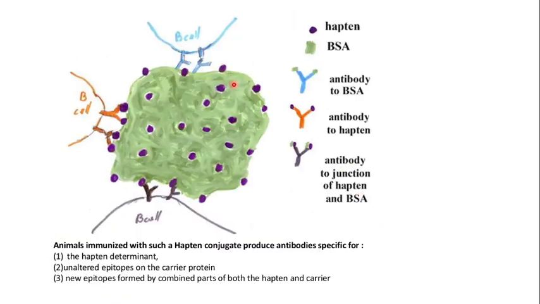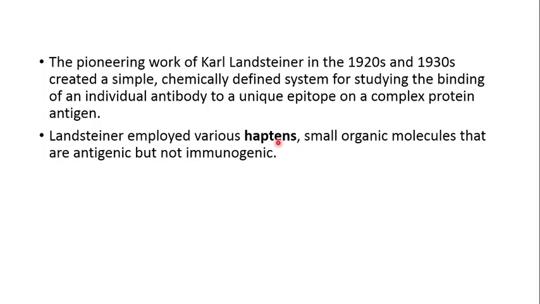So when these hapten carrier conjugates activate the B cell, they will produce usually three types of antibody. One antibody will be against the carrier protein, here it is the BSA, one antibody against the hapten, and another antibody against the junction, the new epitope formed between the hapten and the carrier protein. The concept of hapten became stronger through the work of Karl Landsteiner during the 1920s to 30s.